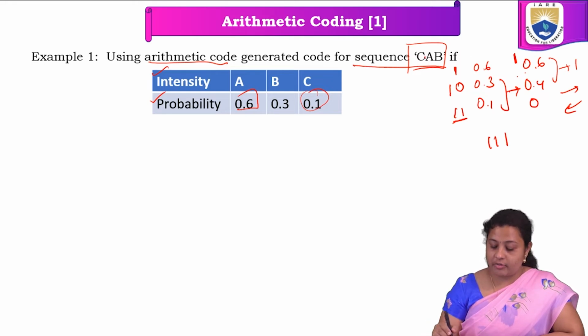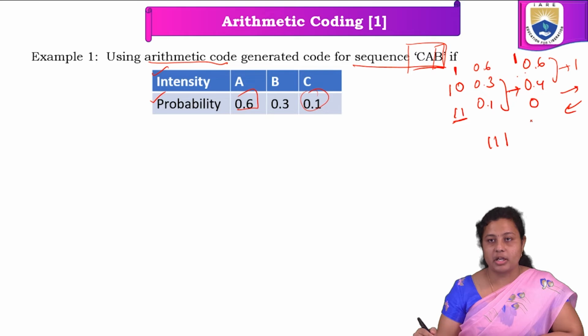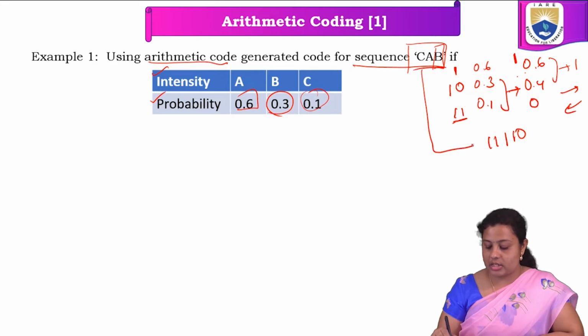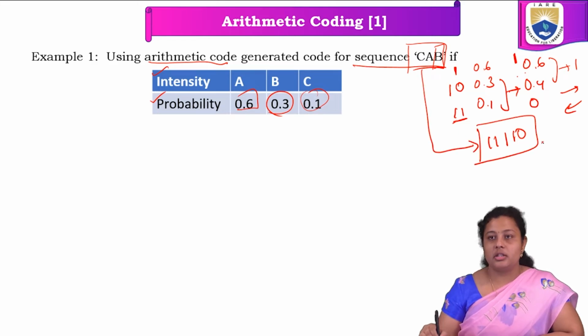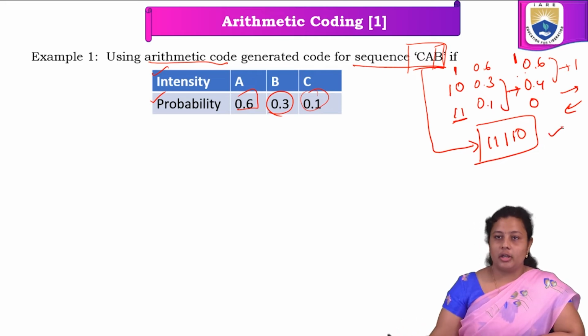Next I have the code symbol B. For B, I have the intensity value as 0.3, and the representation as 10. So if I have to represent the sequence CAB, I'll be using this sequence if I'm using Huffman coding.